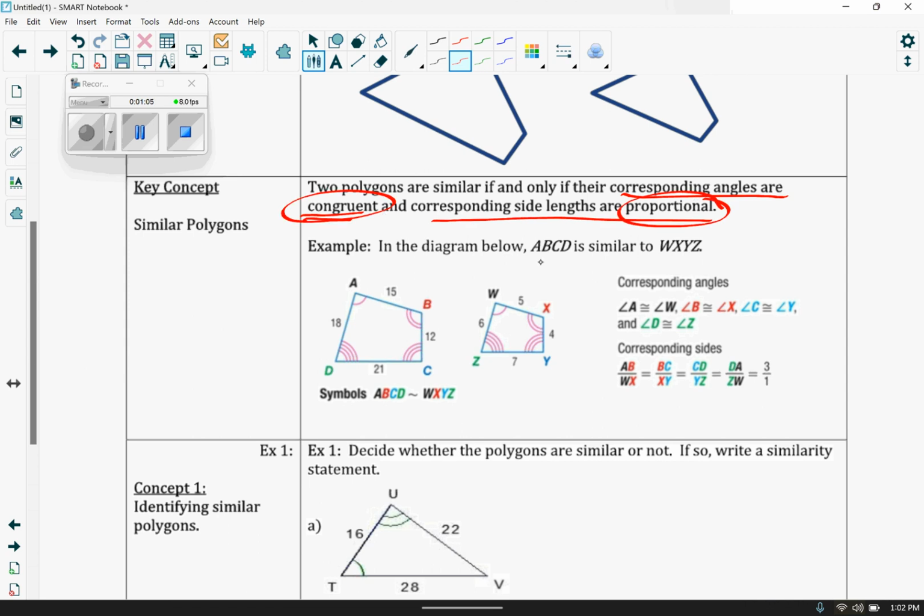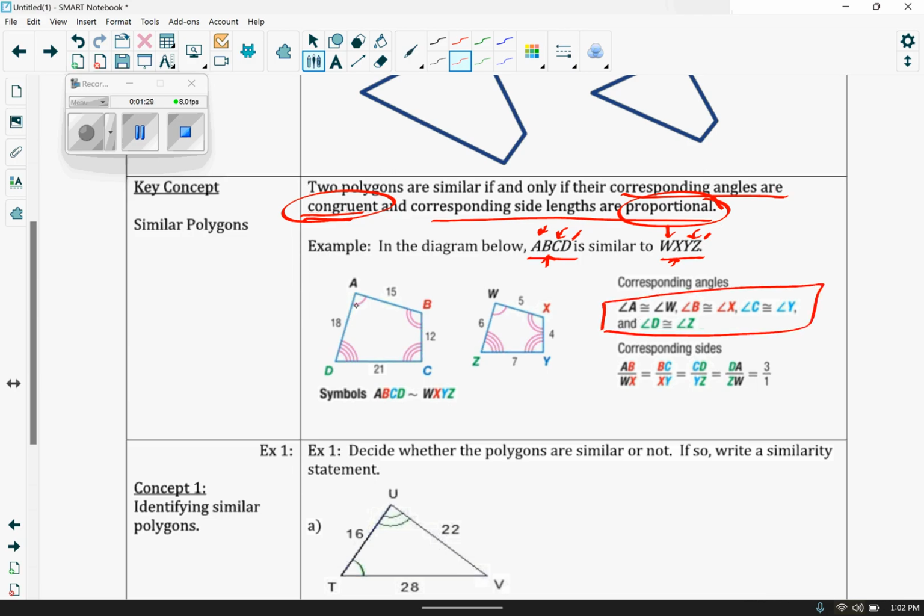So here, since it's A, B, C, D, and this is W, X, Y, Z, exactly like we did with congruent triangles, A is going to go with W, B is going to go with X, C is going to go with Y, and then D is going to go with Z. And you can see that right through here.